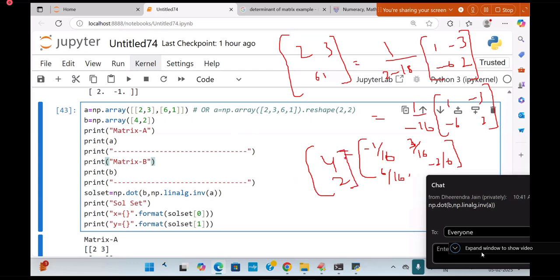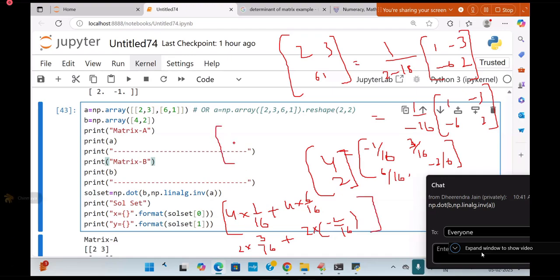What is the multiplication? This row will be multiplied with each column. Come on, start with 4 into 1 by 16, 1 by 16. Come on, boys. Plus 4 into 6 by 16. Next, 2 into 3 by 16 plus 2 into minus 2 by 16. This is the data. What is the answer now? 4 by 16, 1 by 4.